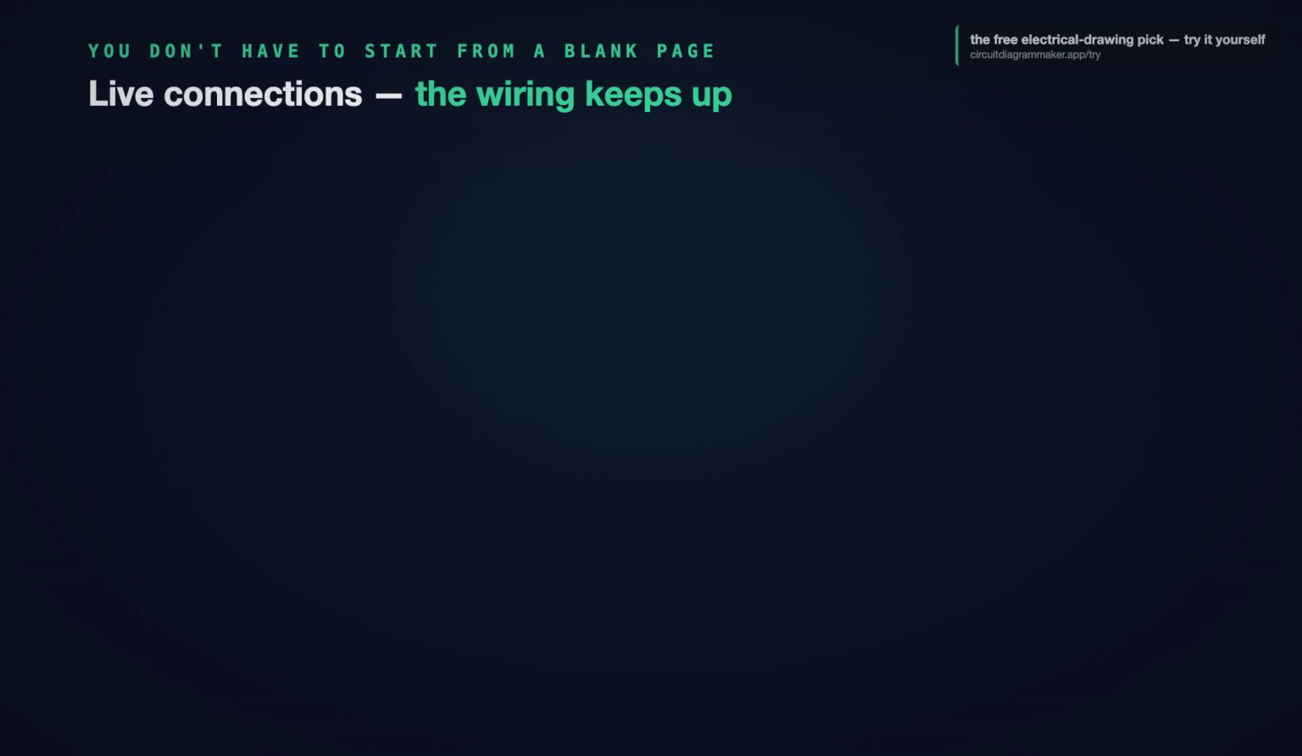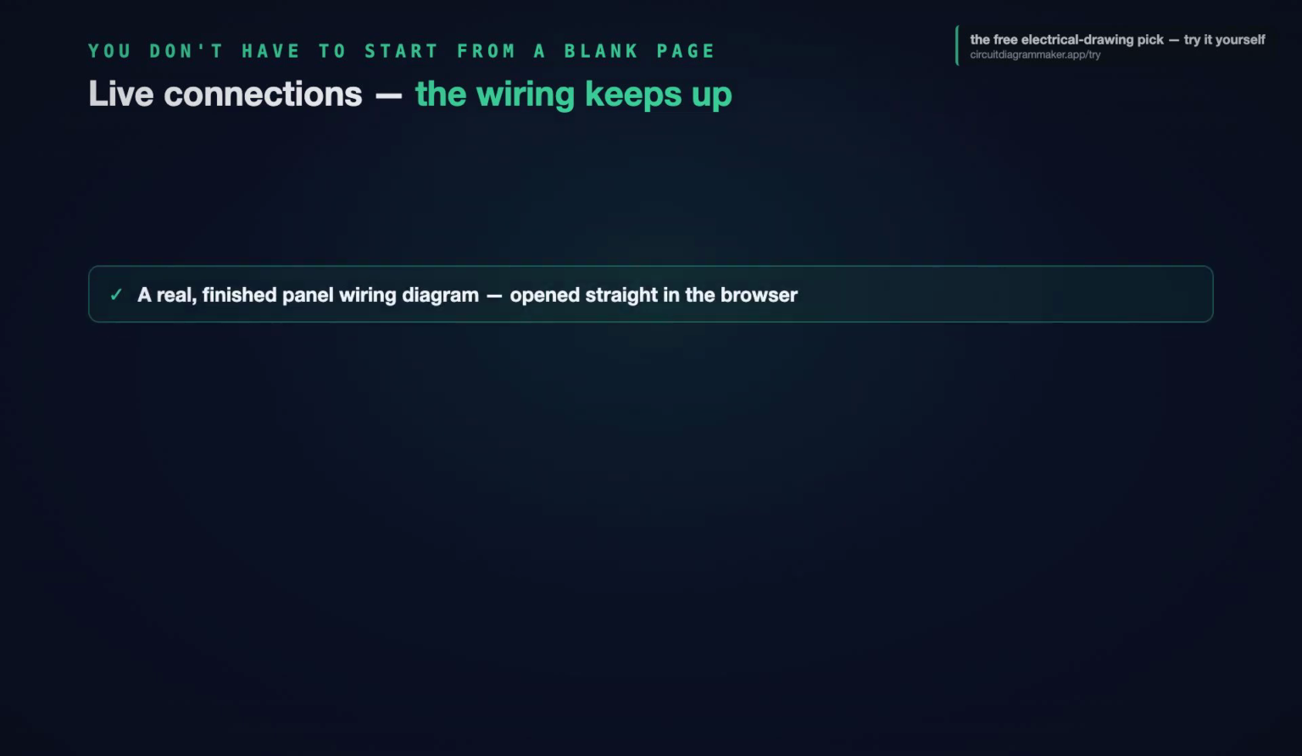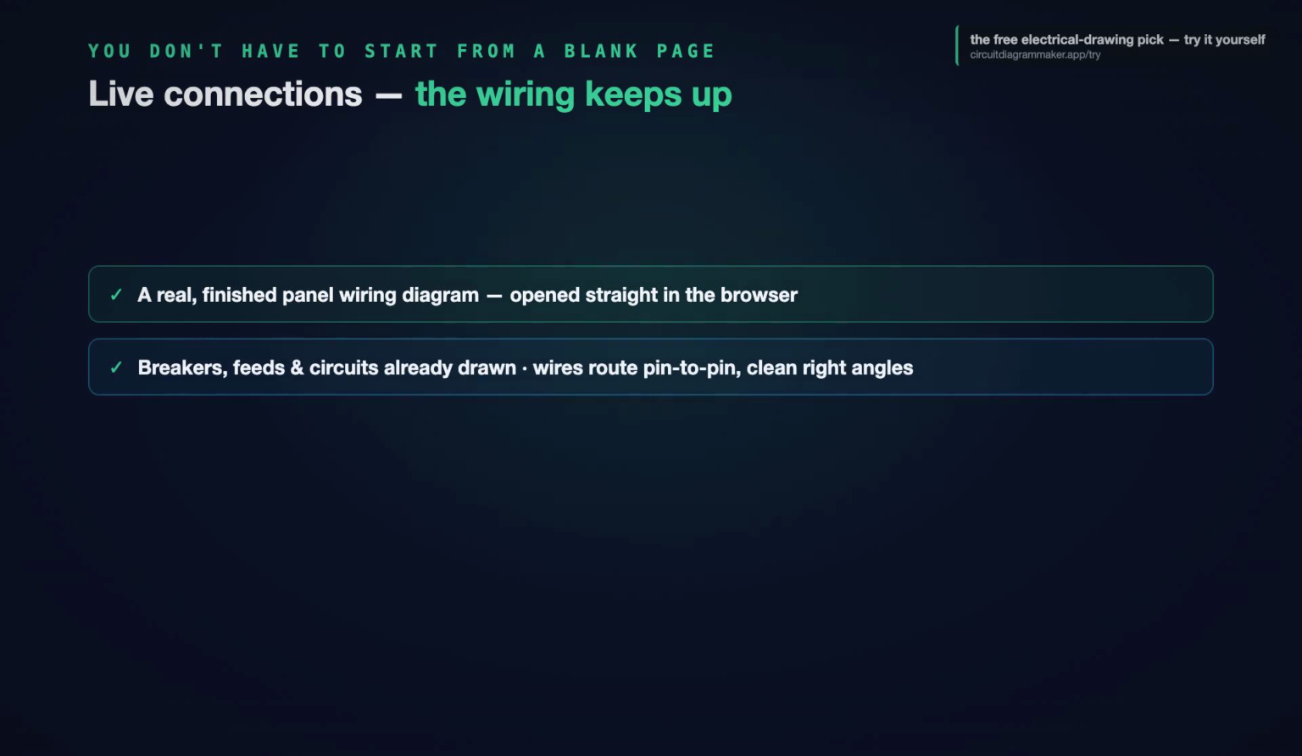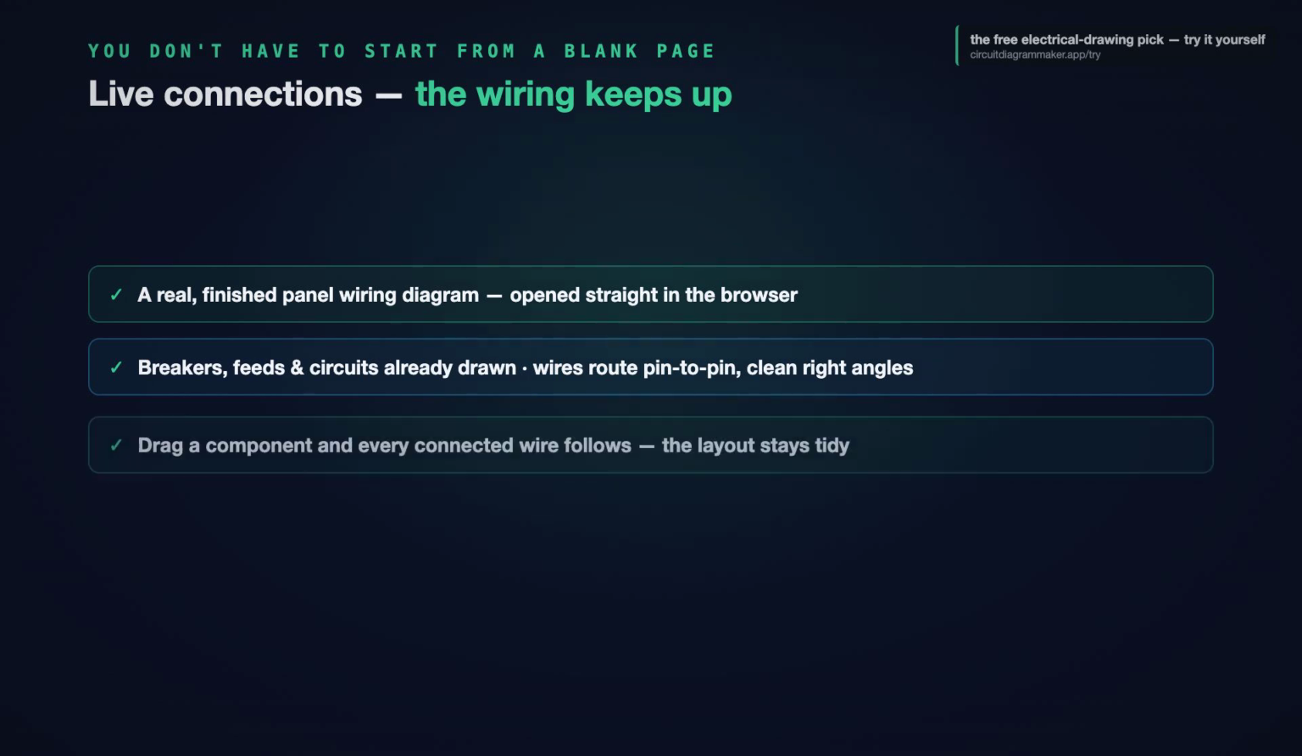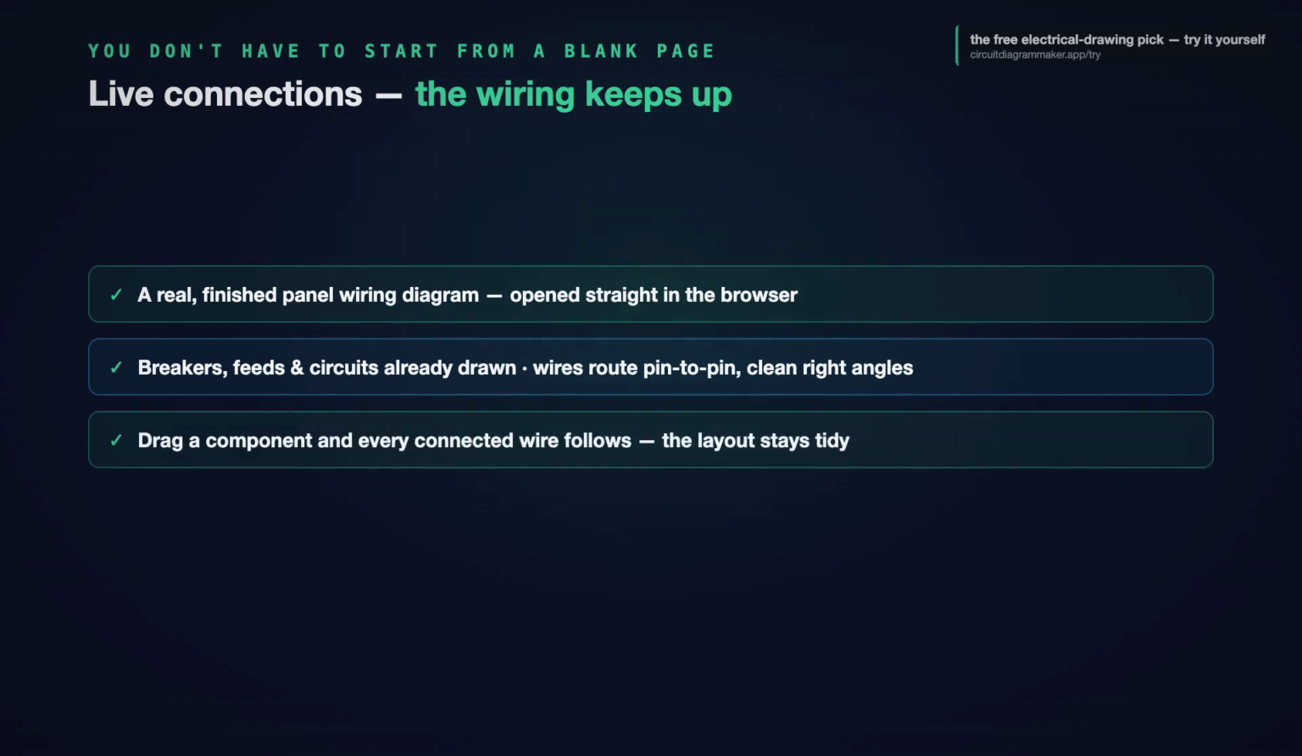Here is a real, finished panel wiring diagram, open straight in the browser. Breakers, feeds, and circuits already drawn and labeled. Look at the wires. They route pin to pin with clean right angles. And here is the part that saves real time. Drag a component, and every wire connected to it follows. Rearrange the whole board, and the drawing stays tidy.